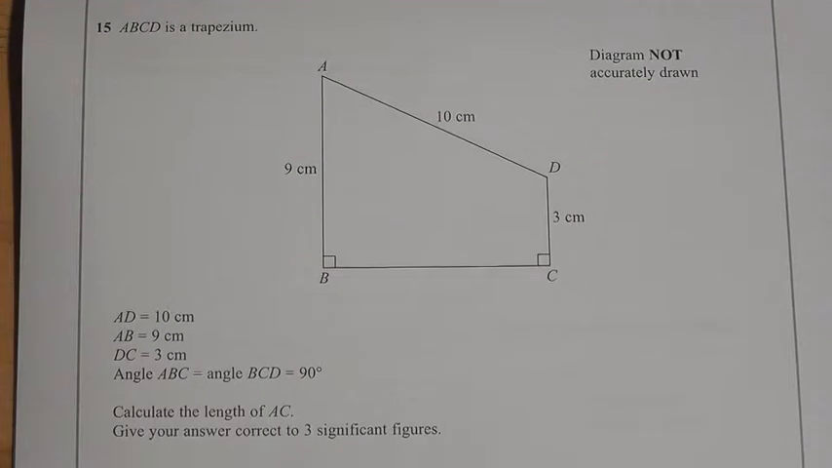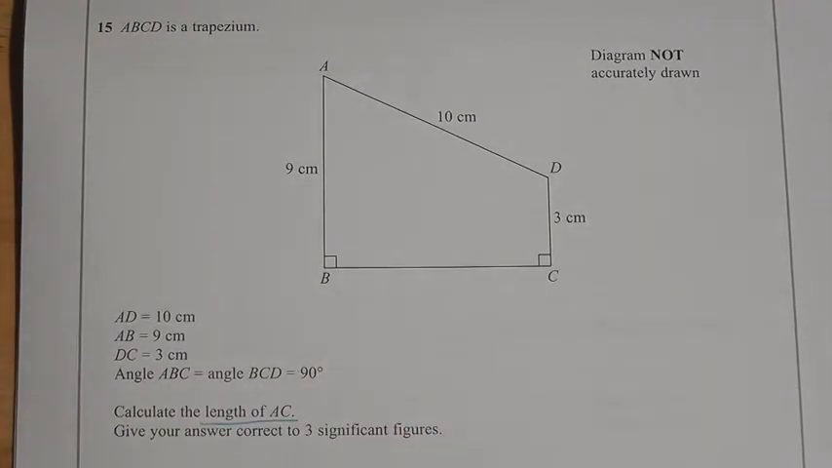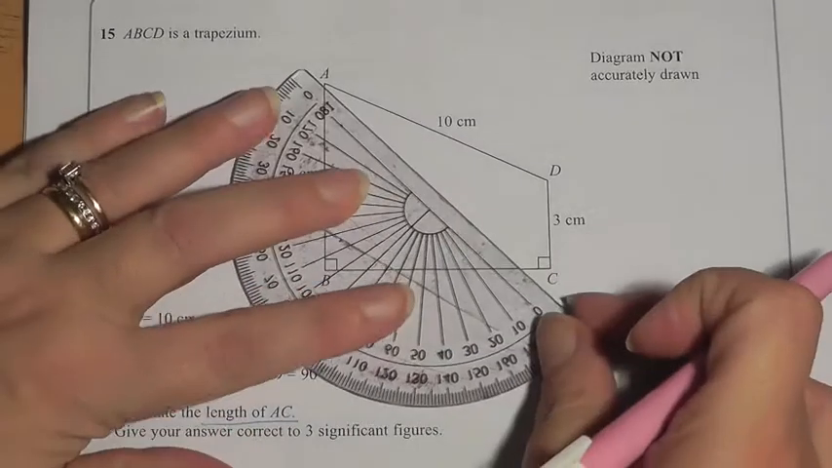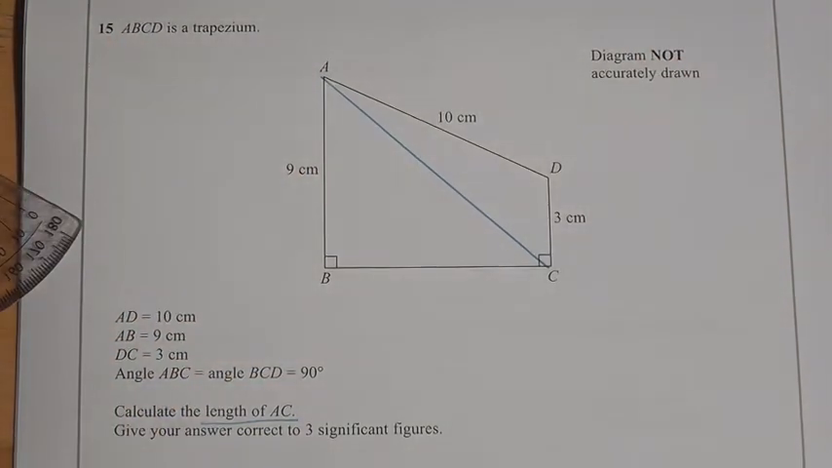Question 15 concerns a trapezium, and you're asked to calculate the length of AC. It's always useful to draw the length that you are actually calculating onto the shape so that you can see where it is and what it does to the shape.